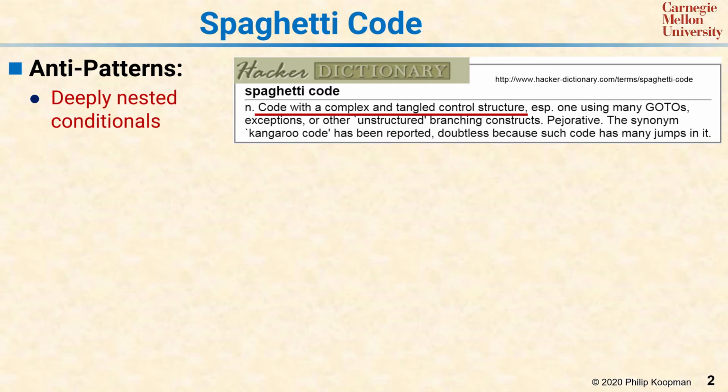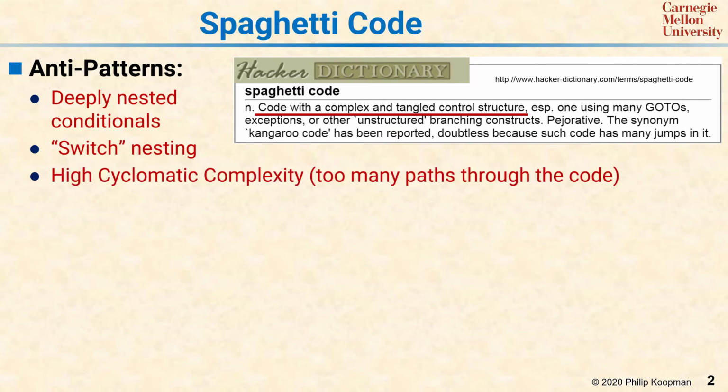Typical anti-pattern signs that you have spaghetti code include the following: deeply nested conditional statements, for example, if-else structures nested 4 or 5 or more levels deep. Modules that have switch statements nested inside or outside of all but the very simplest if statements. Or any code in general that has high cyclomatic complexity, which involves code that has too many paths to perform effective unit testing. We'll talk more about cyclomatic complexity on the next slide.